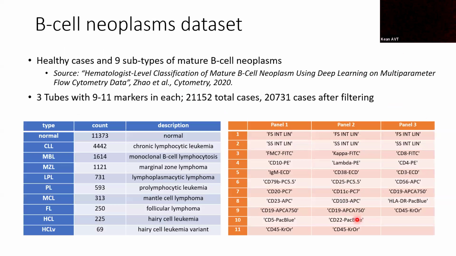So what did we do? We took some open data, which was previously published in association with FlowCat. And basically, it was a set of B-cell screening FCS files that were labeled or annotated for normal, CLL, marginal zone lymphoma, and so forth. And it consisted of 3 panels that were used as inputs.